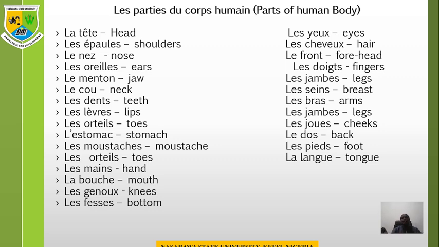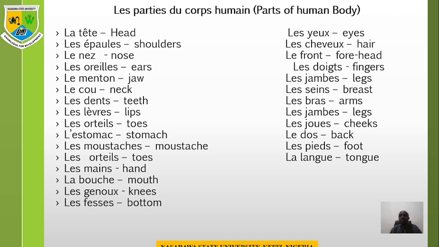Les doigts. You discover that I don't pronounce the last consonants. It's on rare occasions that we pronounce the last consonant in the French language. Les doigts means fingers. Note the difference between les doigts and les orteils. Les orteils means toes, while les doigts means fingers.